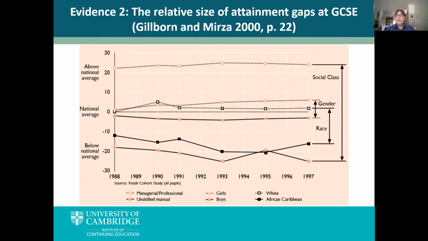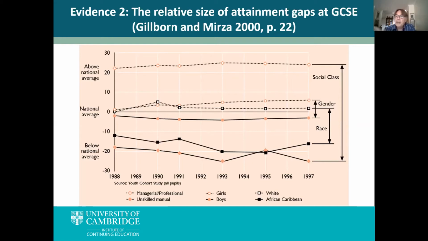And I think this is a really important summary of the situation of inequalities, because it shows us the relative size of attainment gaps. So the table actually standardizes to the national average at 0 levels of performance and compares girls and boys. So the gender gap is relatively small, with girls achieving about 5 percentage points above the national average and boys achieving below it.